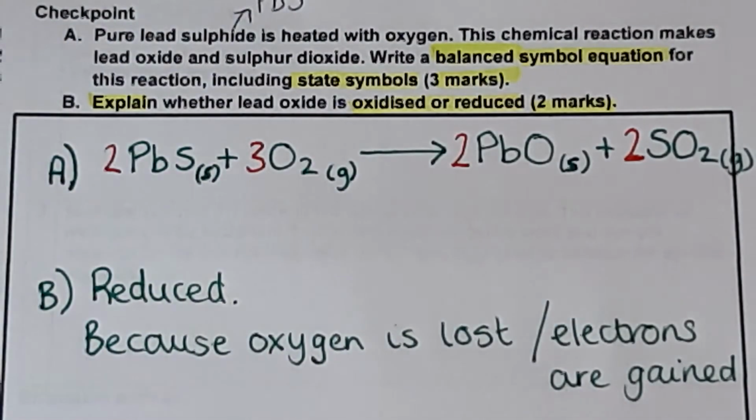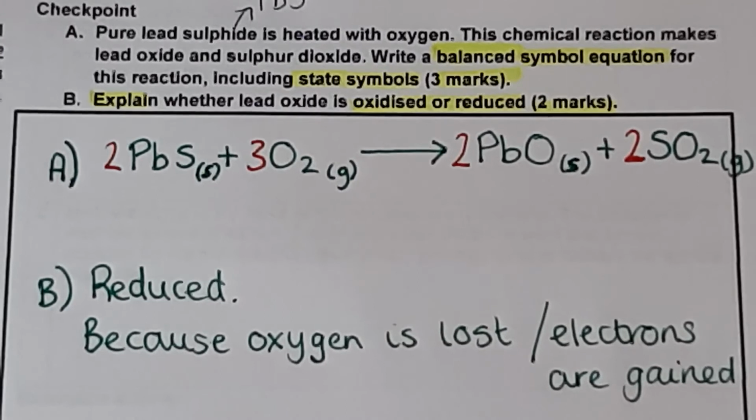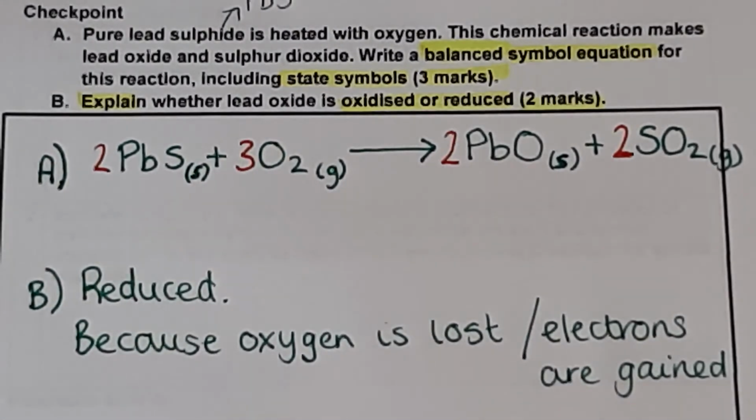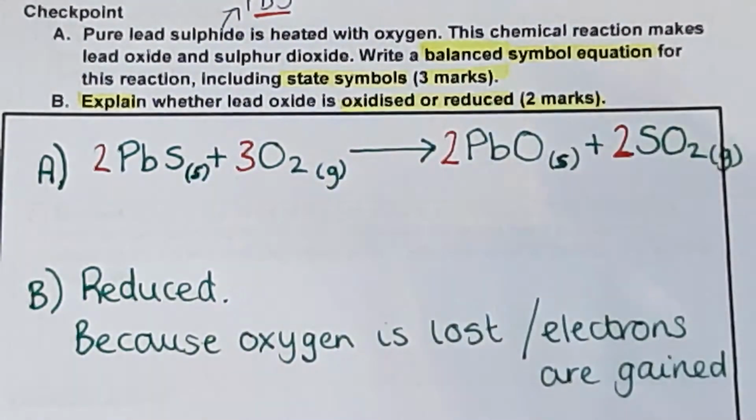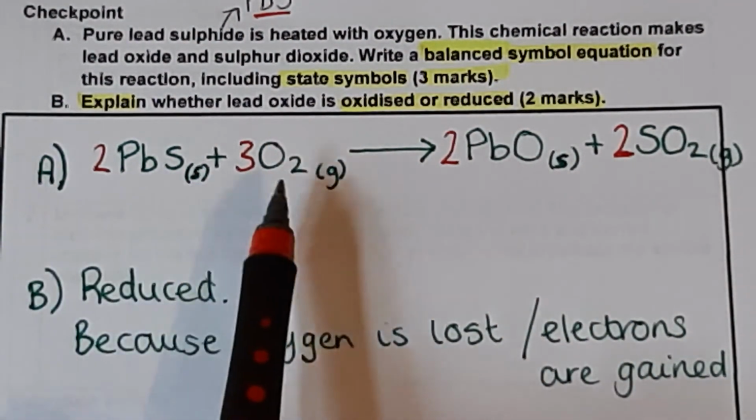Okay, so let's go through those. Question A, this was a really tough question, okay? Even for higher tier students, this was tough. So don't stress if you just totally screw this up, okay? Because it's a good activity to learn from. So first of all, I gave you the symbol for lead sulfide. Okay, now PbS is lead sulfide and O2 is oxygen.